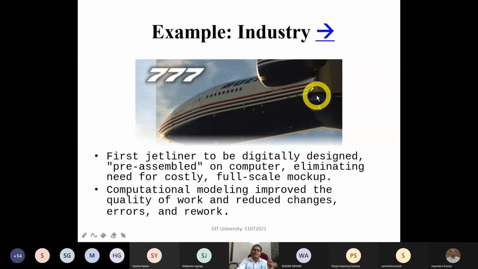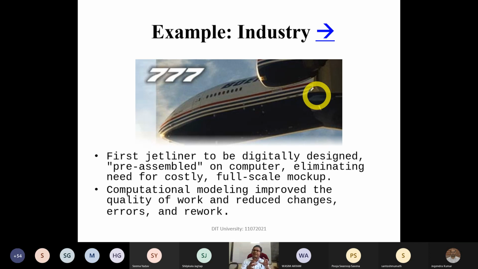But the first example I have chosen for you is the first jetliner, which is to be digitally designed. So assume that you are in an industry where you have to propose a jetliner. You pre-assemble it one time, two times, three times, and all those fail. Then 100 times you will fail.